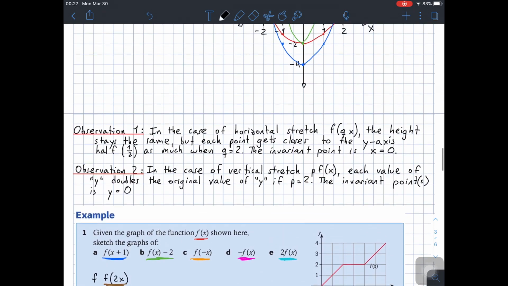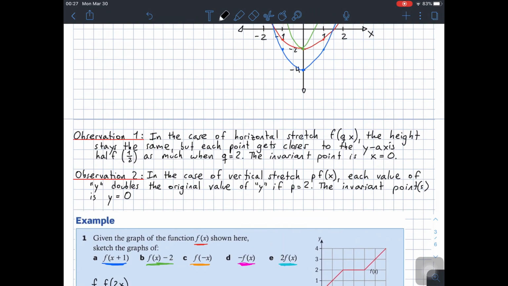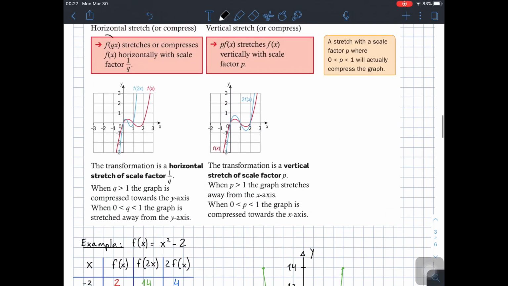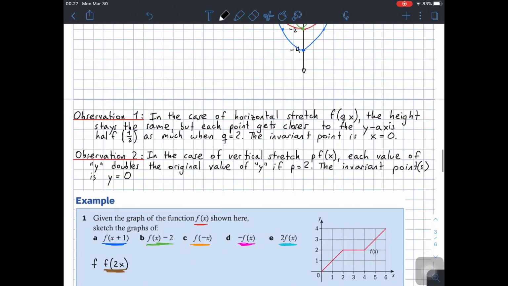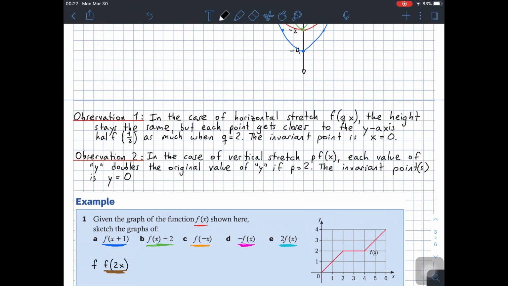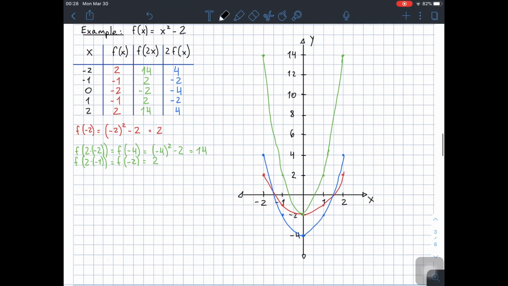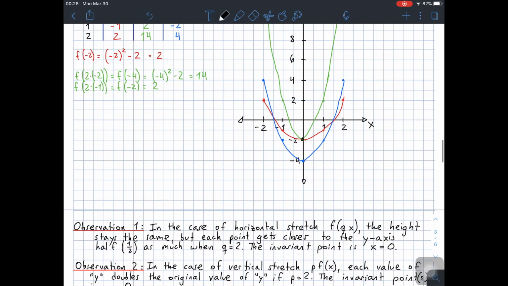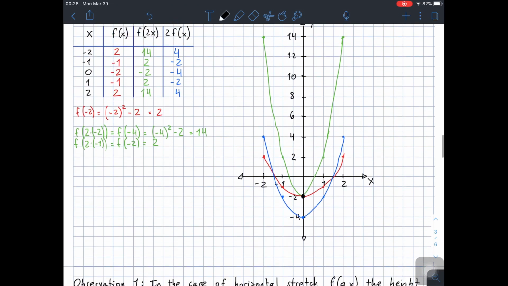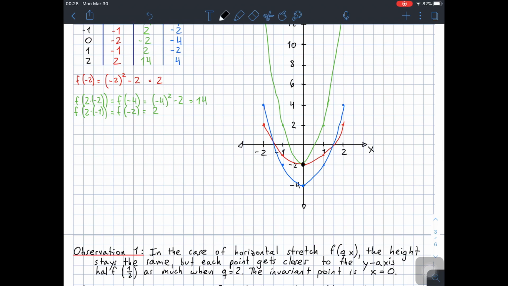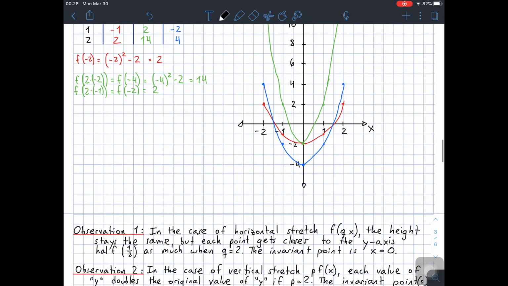So it says, observation number 1. In the case of the horizontal stretch, f of qx, which is the first case we saw here, the height stays the same, but each point gets closer to the y-axis half as much when q equals 2. The invariant point is x equals 0. The invariant point which we're talking about is, if you look at the graph, you see that for x equals 0, the green function is in the same place as the red function, okay? That's why we call it the invariant point.